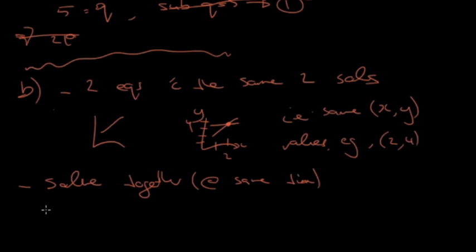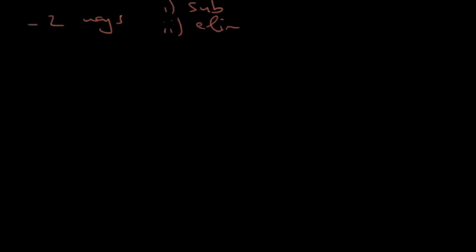And there's two ways: substitution and elimination. So first we'll look at substitution. I should get some different colors going in here, shouldn't I? That could be that one. That could be that one. Okay, so substitution.